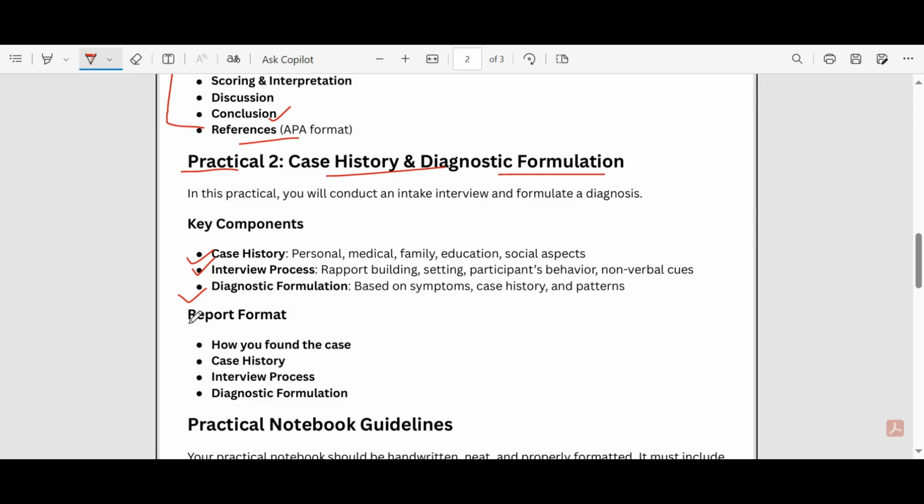So what is the format of the report that you have to write? First you have to write how you found the case, what you wrote in that. Then you have to write the case history, and then again the interview process, what you followed, how you did the interview, did you use questionnaires or anything else that you may have used. And then at last you have to diagnose what you can find based on the symptoms, case history, and patterns.